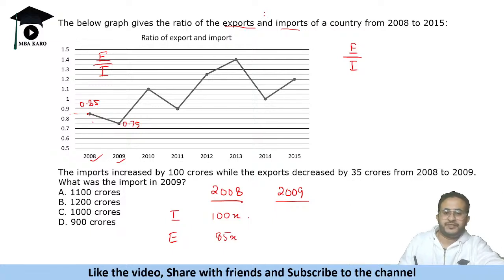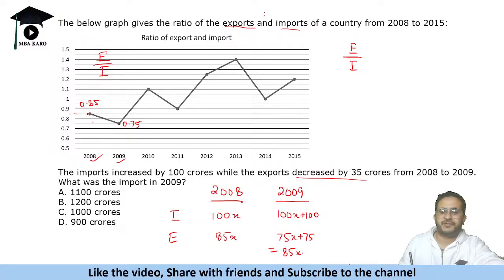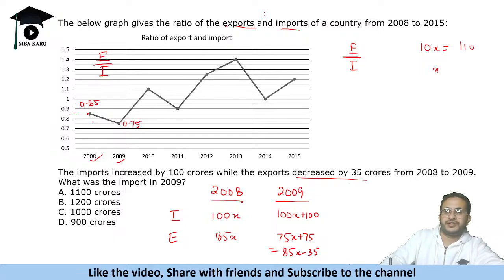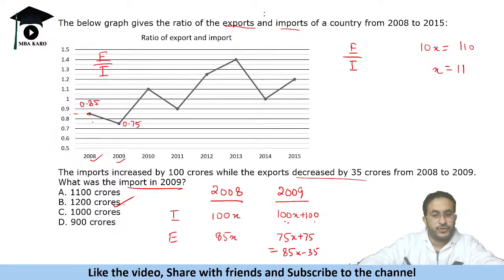It says import increased by 100 crore. So import in 2009 will be 100x plus 100. Okay. So what happens here is it is 0.75. So 75%. So this will be 75x plus 75. And it is given that export decreased by 35 crore. So 85x minus 35. So this gives us 10x is equal to 110 or x is equal to 11. Now the question is import in 2009. So 2009, 1100 plus 100, 1200 crores. So in 2008 it is 1100. Here it will be 1200 crores.